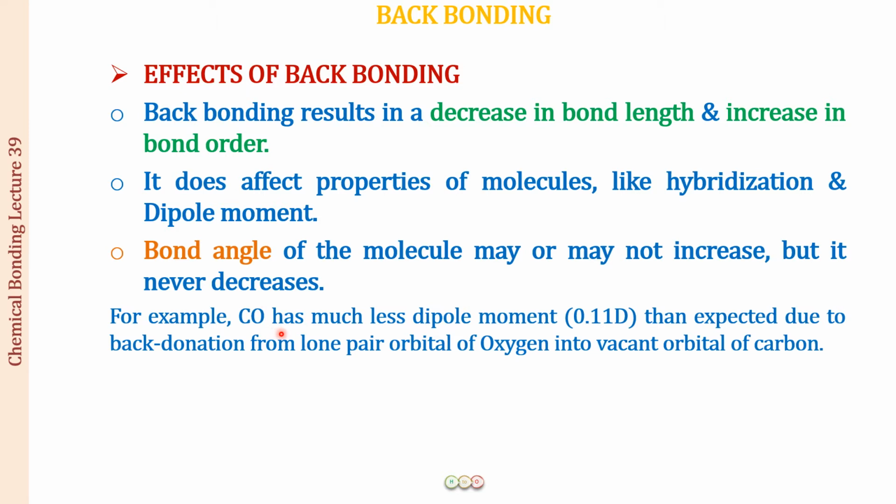But what we see is that the dipole moment value, which is 0.11 D, is much less than the expected value because of the back bonding from the lone pair of oxygen into the vacant orbital of carbon. Right? So this is just one example. You are going to see so many examples and applications of back bonding in this lecture.